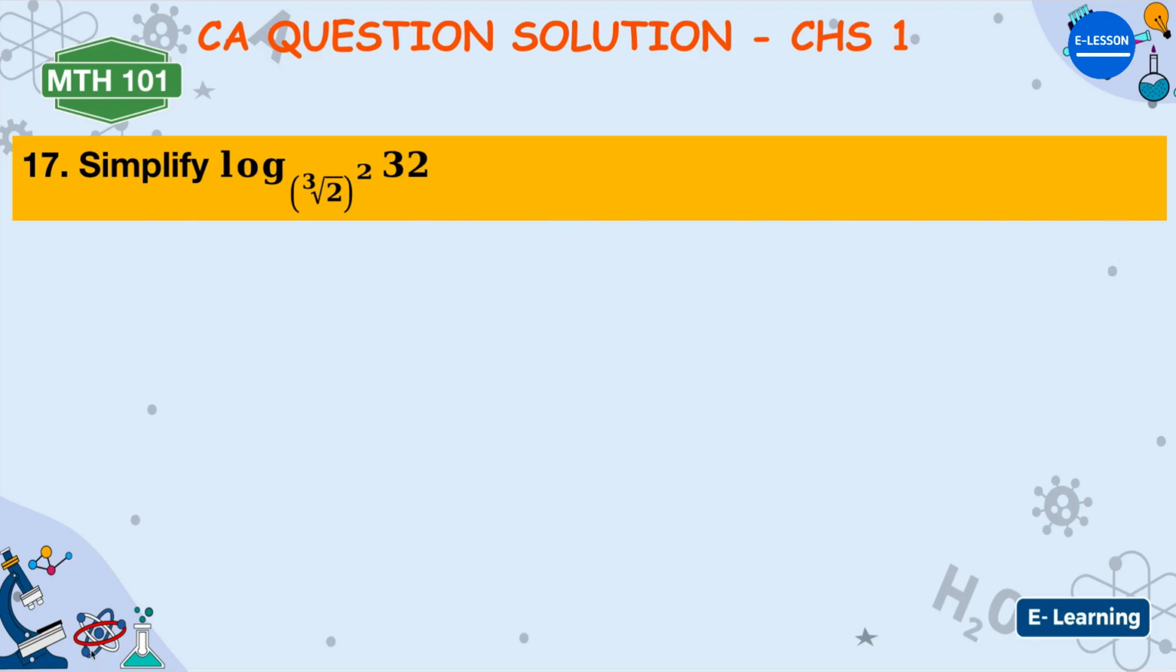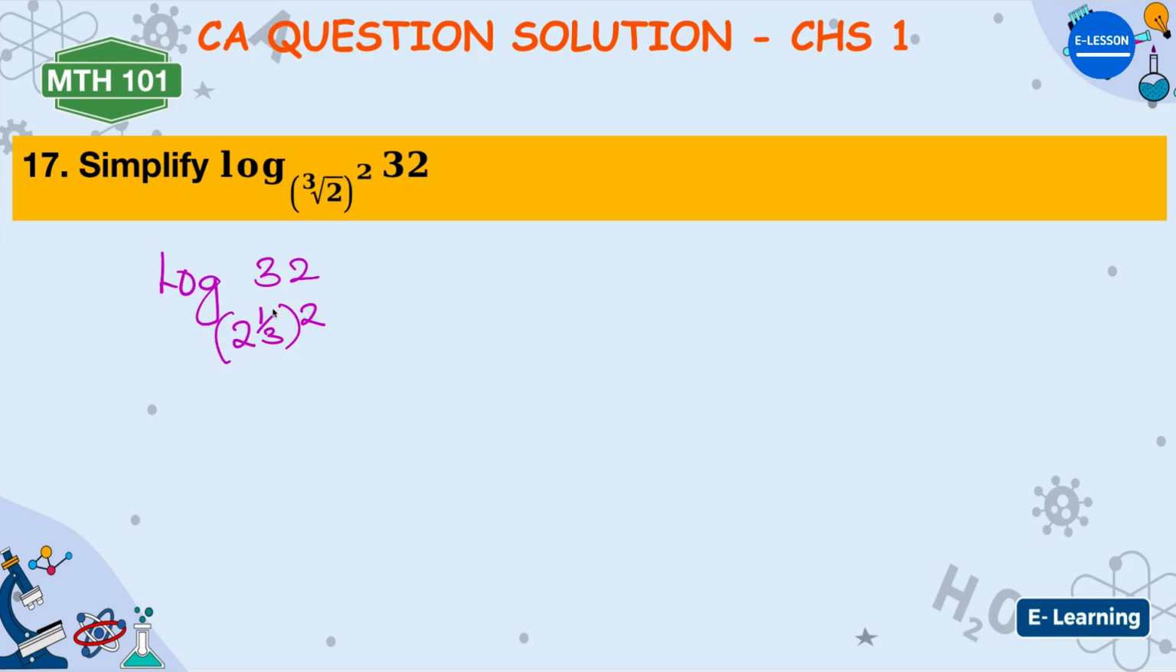Now, we have the next question here. It says simplify log this. Now, this is a very simple question. We have log the cube root of 2 then squared. Now, if you have cube root of anything, it's still the same thing as 1 over 3. So we have log 1 over 3. Everything is what? Squared. Log to base this of 32.